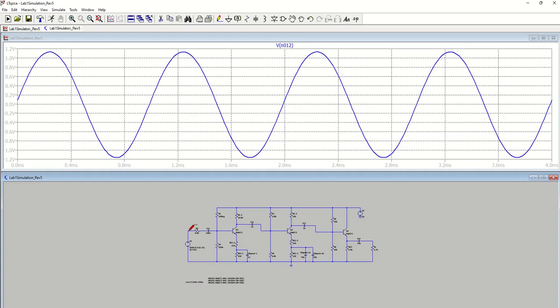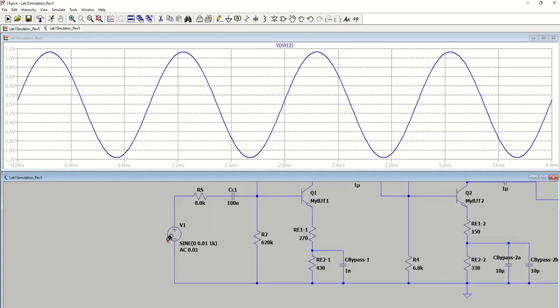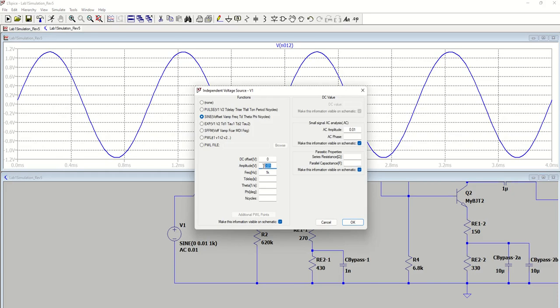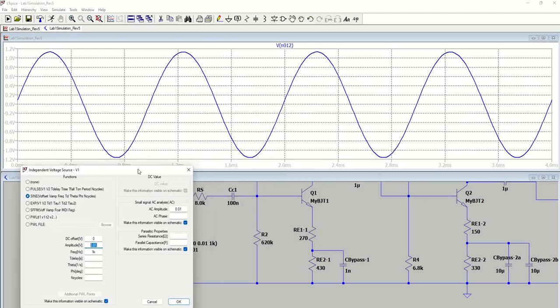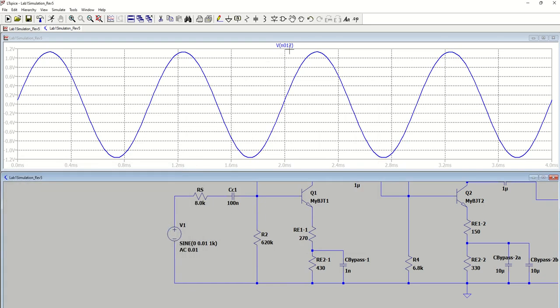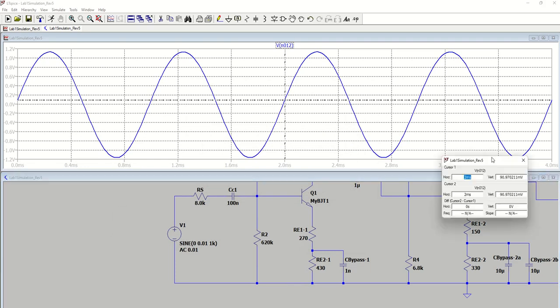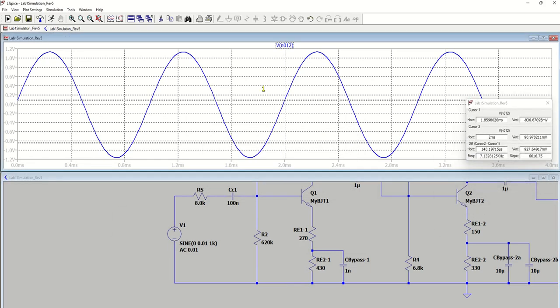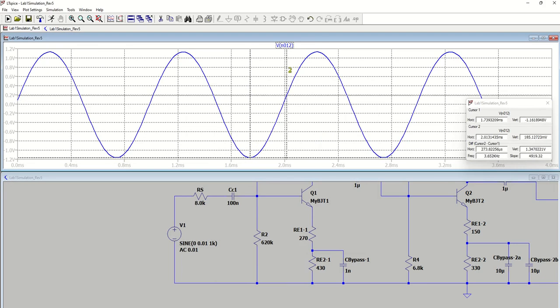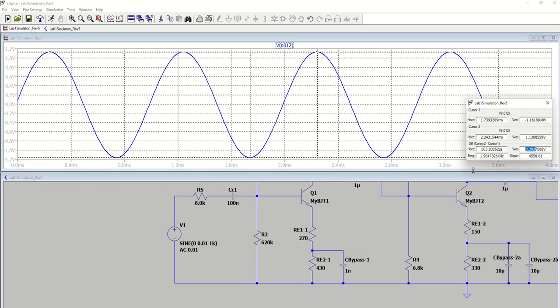Okay, so what we have is I'm sending an input of 20 millivolts peak to peak, and I'm getting about 2.29 volts on the output.